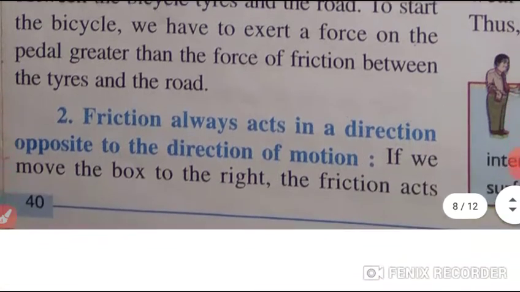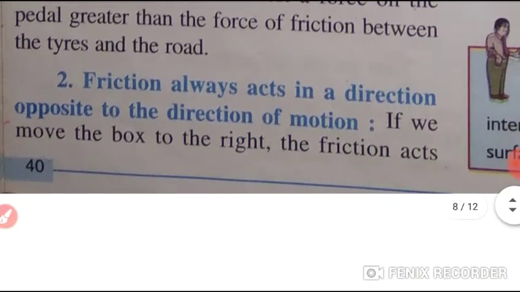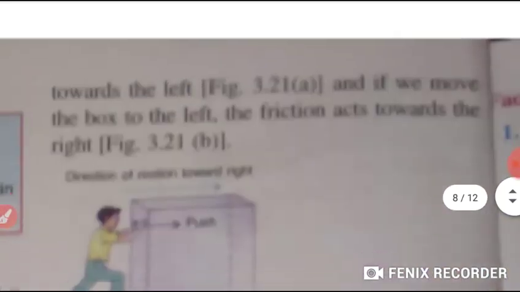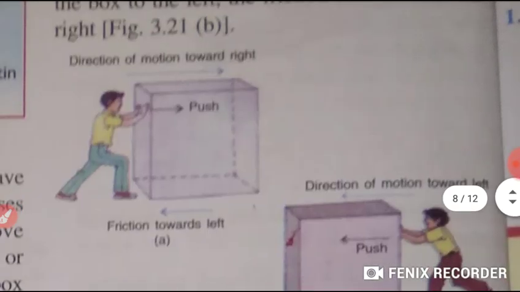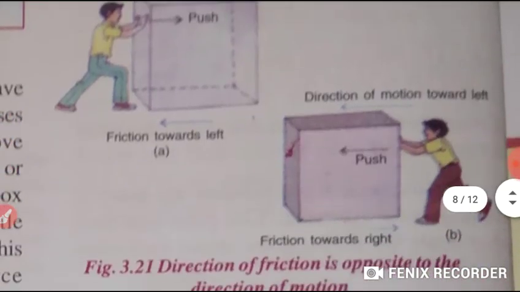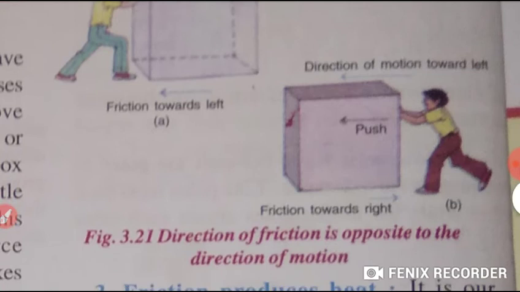Now students, second point, friction always acts in the direction opposite to the direction of motion. If we move the box to the right, students, the friction acts towards the left. And if we move the box to the left, the friction acts towards the right, as you are seeing here in this diagram, that the direction of force is opposite to the direction of motion.